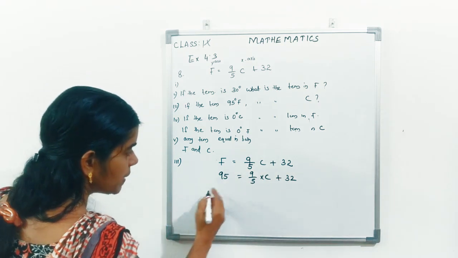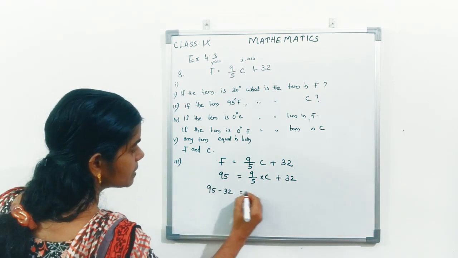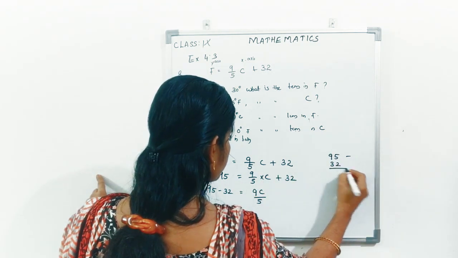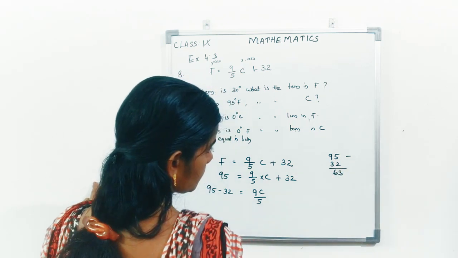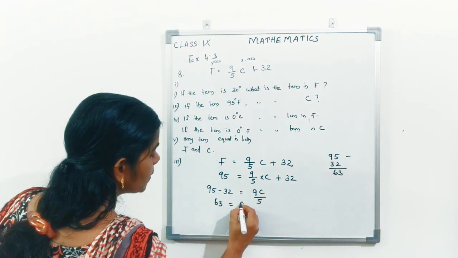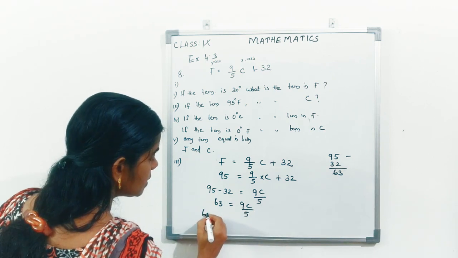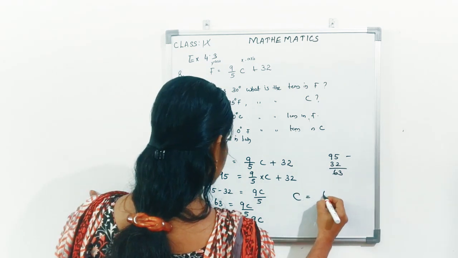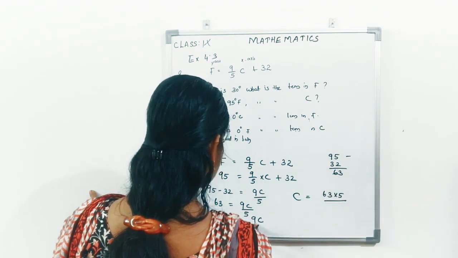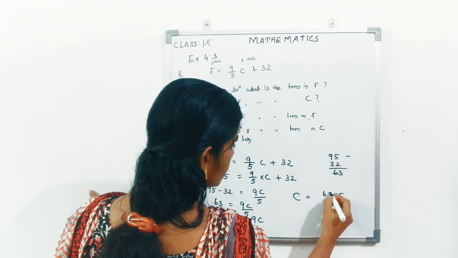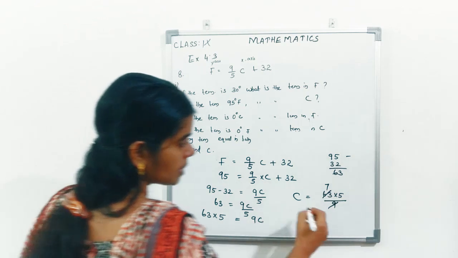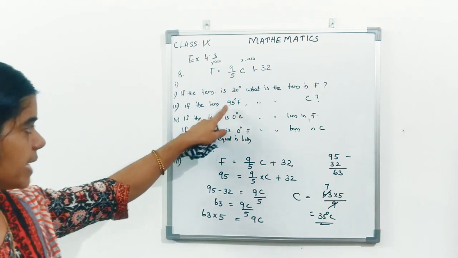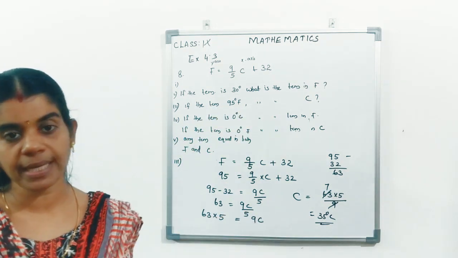First we can take 32 here. 95 minus 32 is equal to 9C by 5. 95 minus 32 is 63. Then 63 equals 9C by 5. 63 into 5 is equal to 9C. Therefore, C will be 63 into 5 by 9. 9 sevens are 63. Then 35 degrees Celsius. So if the Fahrenheit temperature is 95 degrees F, the C will be 35 degrees Celsius.